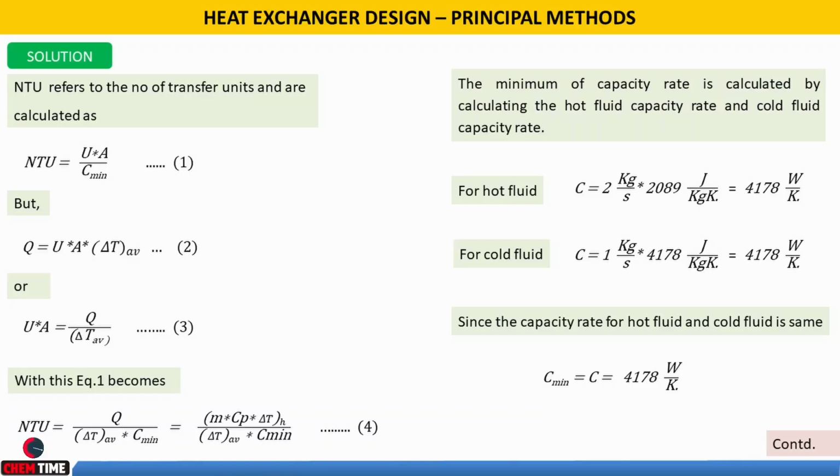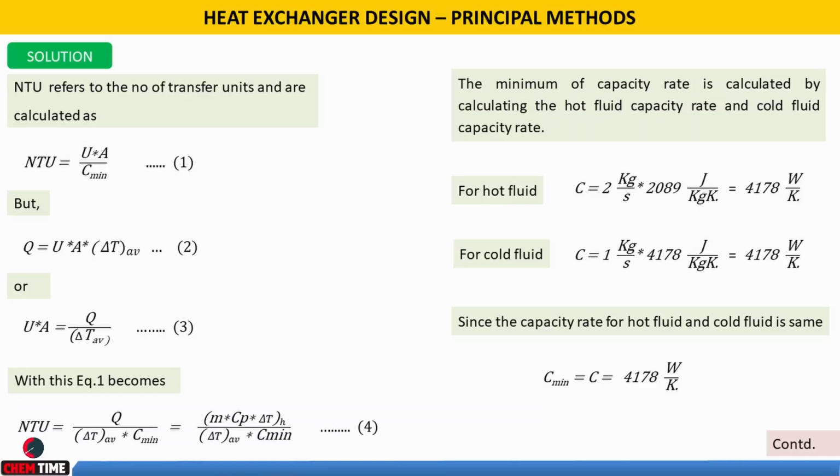But in this particular problem, U and A are not given. Instead, the temperatures are given, which can be used to calculate UA. UA can be calculated from Q equal to U into A into, here it is delta T average. Remember, it is delta T average. So as a result, UA will be Q by delta T average. Q is calculated either for the hot fluid or for the cold fluid. So now the equation boils down to NTU equal to Q by delta T average into C minimum.